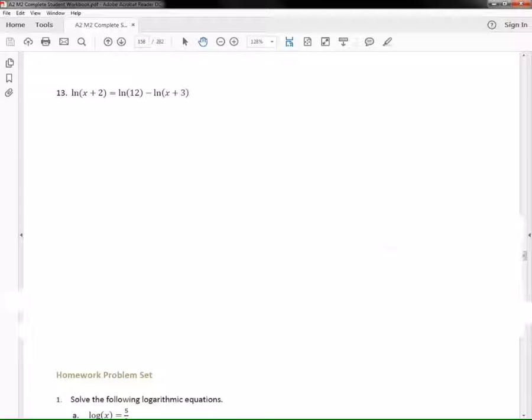Alright, so this is what you gotta do. First, let's condense the right side. So we have natural log of X plus 2 on the left side. We didn't do anything to that side. But on the right side, I see this minus sign, which means I divide. I say natural log of 12 divided by X plus 3. Now, both of the sides have a natural log.